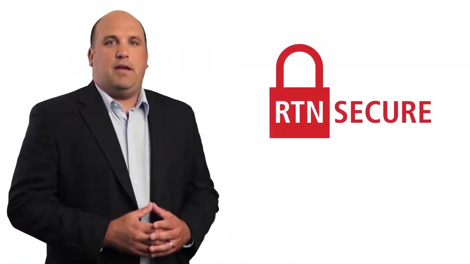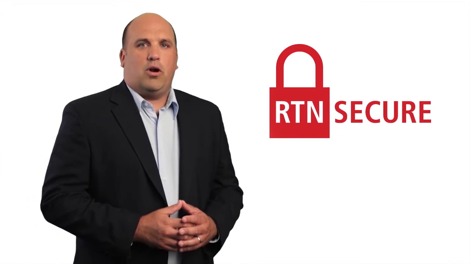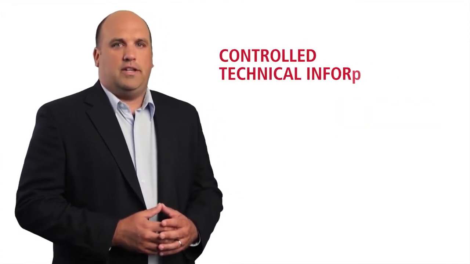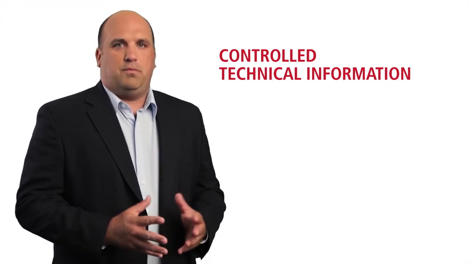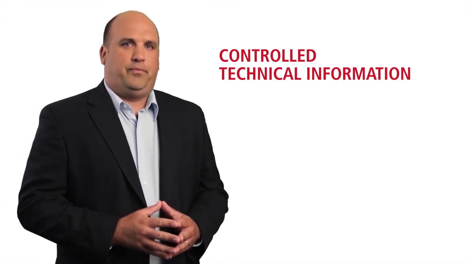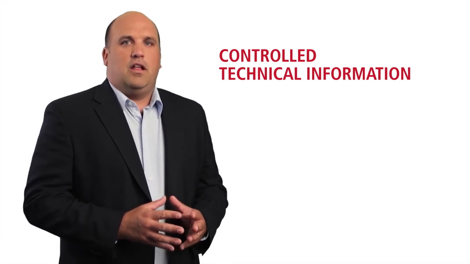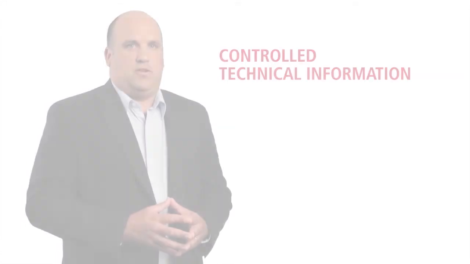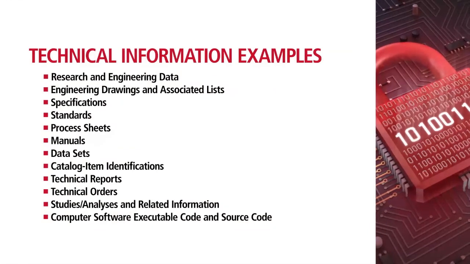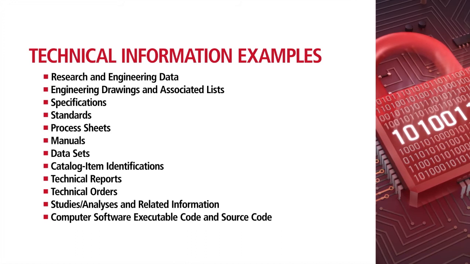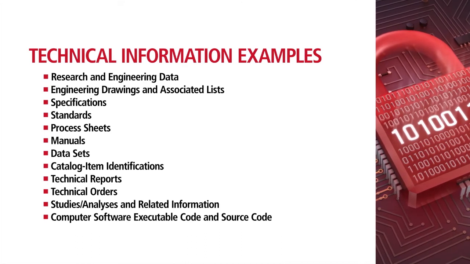While CDI can take many different forms, one of the more common types of CDI on contractor systems is controlled technical information that supports performance of a DoD contract. In order to explain what controlled technical information is, let's first talk about technical information. A few examples of technical information are shown on the screen. This is certainly not an exhaustive list, but it is intended to give you a general idea on what can be technical information.